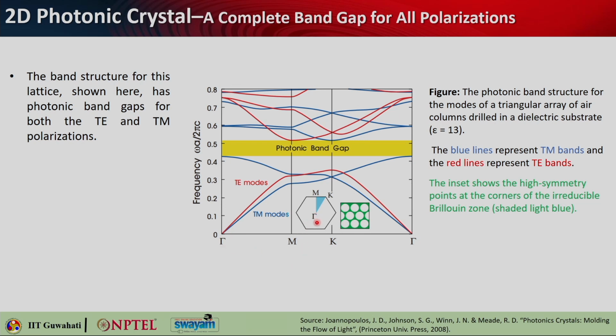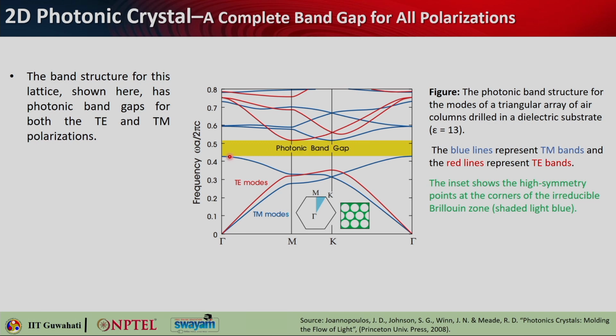So, what are the important points? We will start with gamma, gamma to M, M to K and back to gamma. Once you do the calculation, you will see that you get the band gap for TE and TM modes to overlap. Here, this is the TM band gap. It is not from the first band; from the second band to the third band you have a band gap. Whereas for TE, the red colors, you see there is a band gap from here to here.